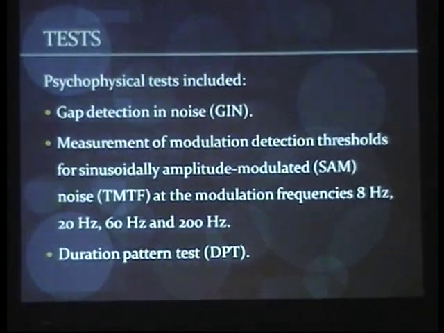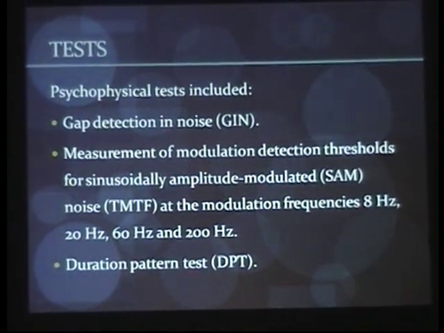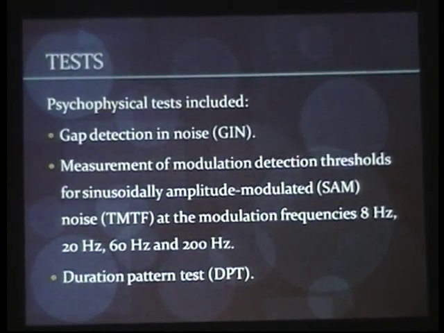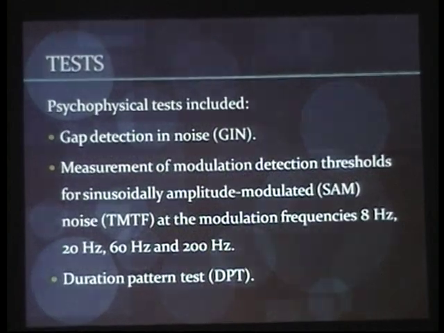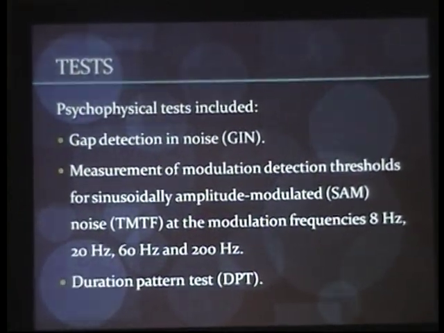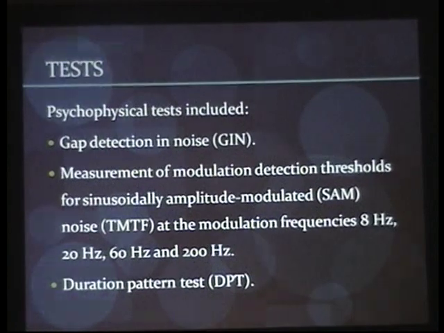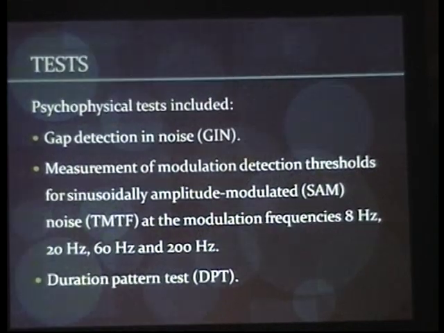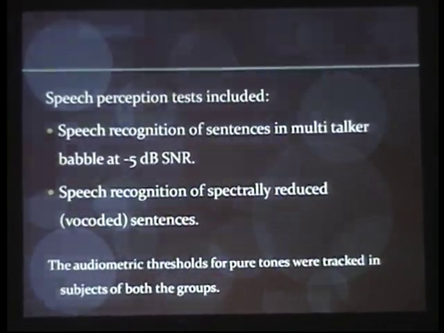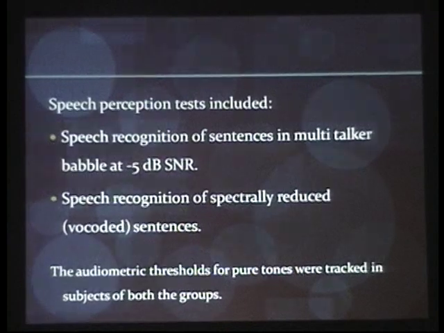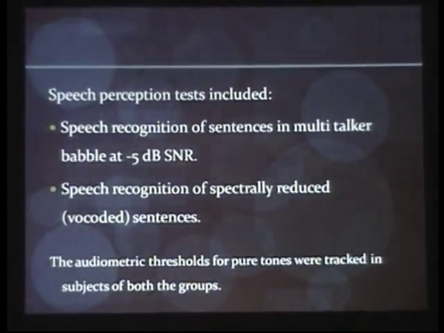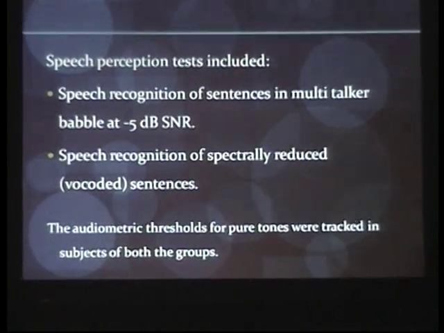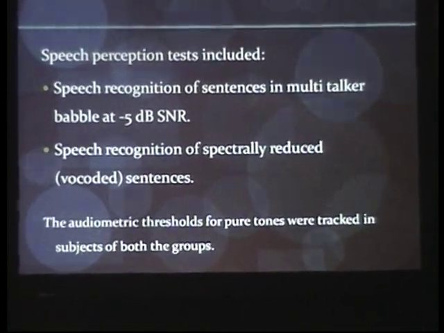The tests that we carried out can be put into two categories. One is psychophysical tests and the other is speech perception tests. In the psychophysical tests, we did gap detection in noise, measurement of modulation detection thresholds in sinusoidally amplitude modulated noise, and the duration pattern test. And in the speech perception tests, we did speech recognition of sentences in multi-talker babble at -5 dB signal to noise ratio, and speech recognition of spectrally reduced, that is vocoded, sentences.